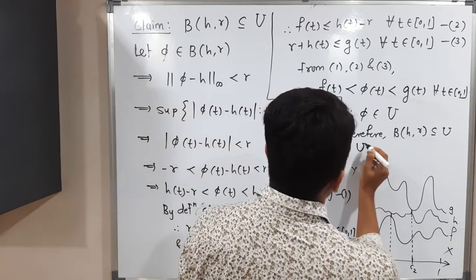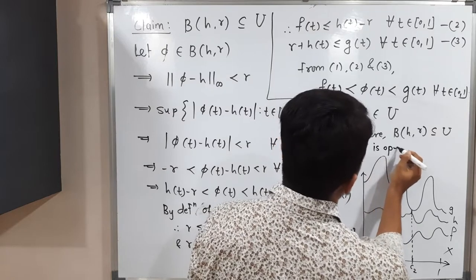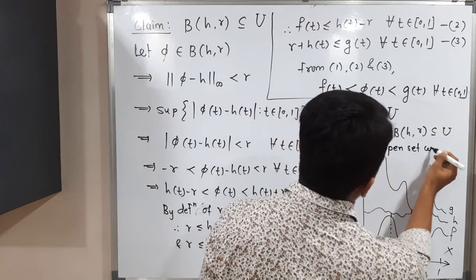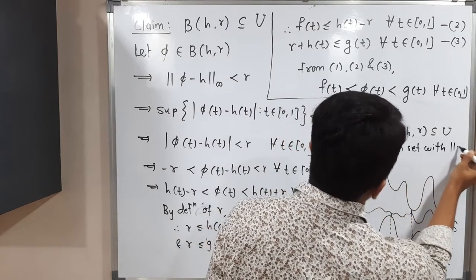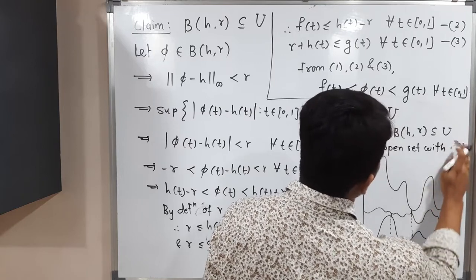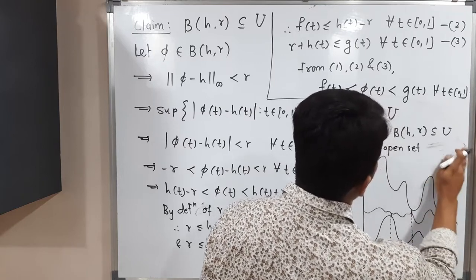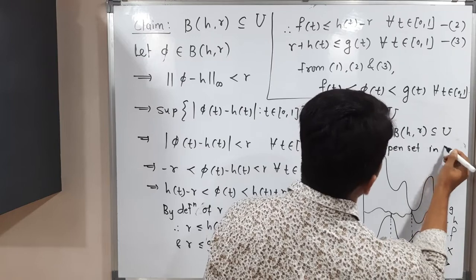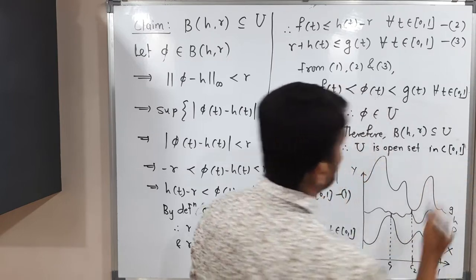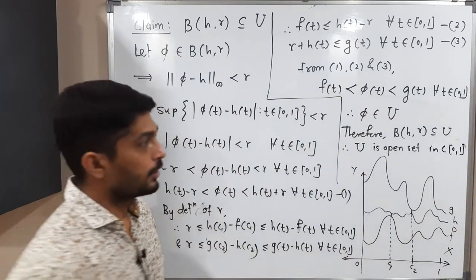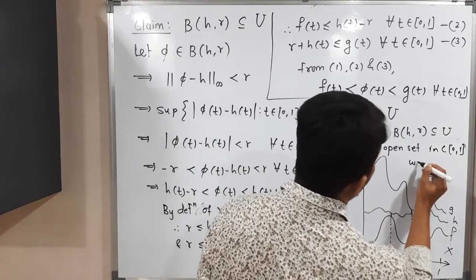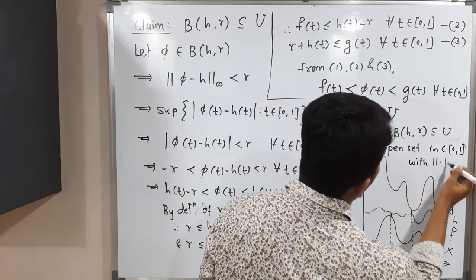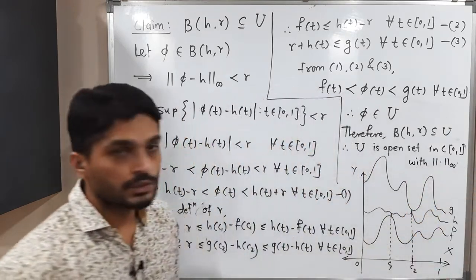Therefore u is an open set with norm infinity, in, let me mention, C closed interval 0, 1, that means the set of all continuous functions on closed interval 0, 1 with norm infinity. So in this way we proved it.